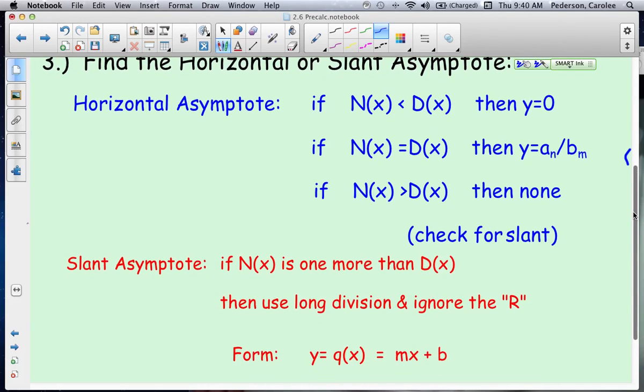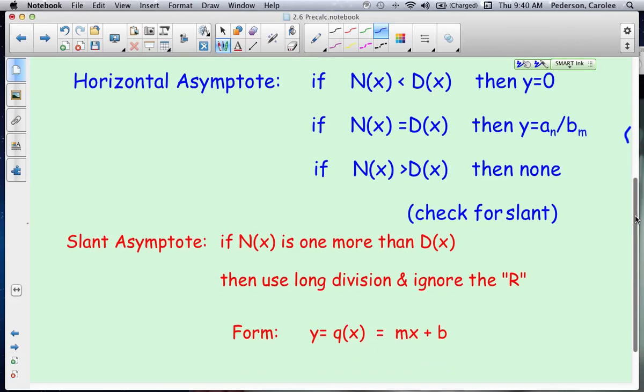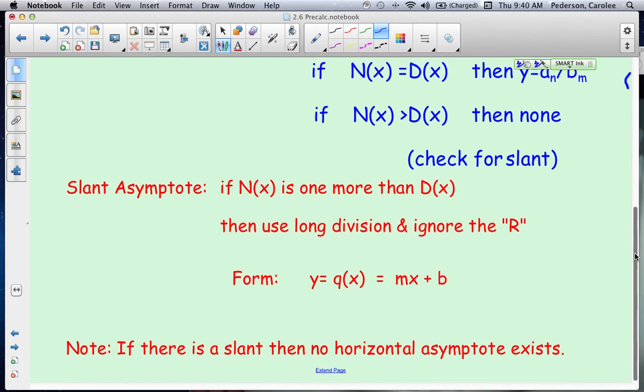If the numerator is greater than the denominator, then you don't have a horizontal asymptote, but you do need to check to see if there's a slant. And slant asymptotes only occur when the degree of the numerator is 1 more than the degree of the denominator. And we will use long division to find that slant equation. It'll be in the form y equals mx plus b. And you're going to ignore the remainder. So we're going to show you an example of this today as one of our 2 examples.